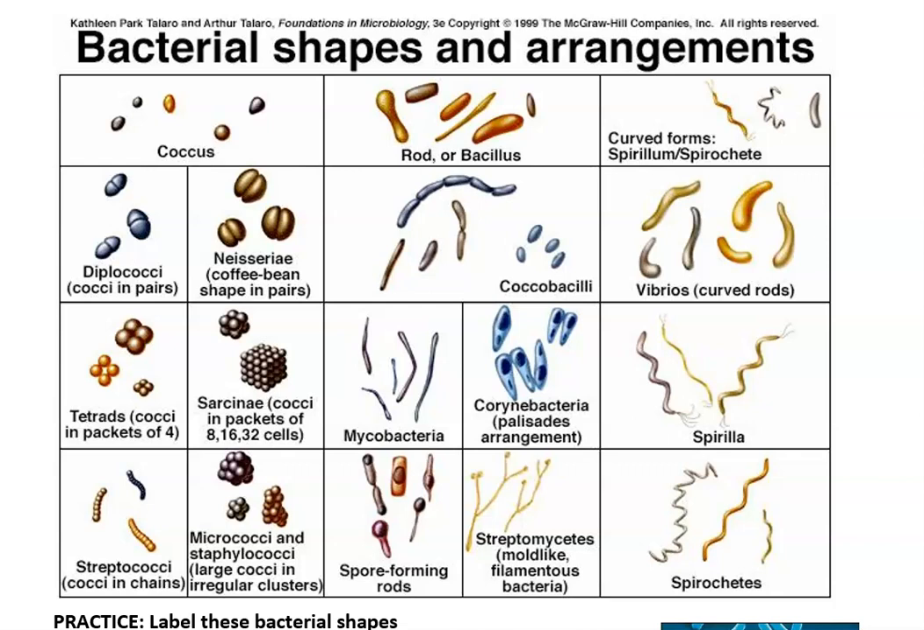Micrococci and staphylococci are large cocci that are in irregular clusters. A cluster means that it's stuck together, but in a more irregular shape. So staphylococcus is staphylo, meaning the cluster, and coccus, meaning the round circles. Spore-forming rods look like a rod that has a spore on the end. Streptomycetes look moldy and filamentous. And spirochetes also look very spiral.